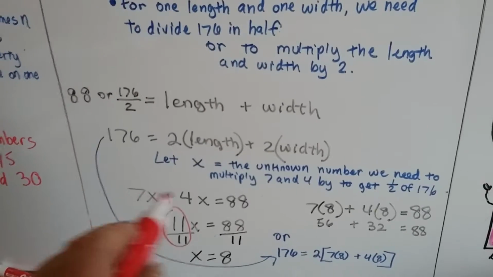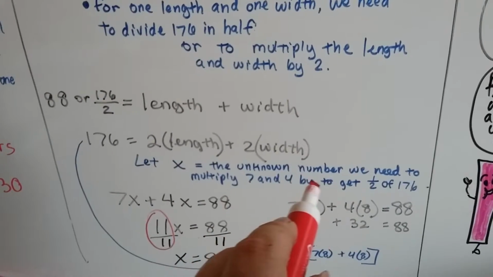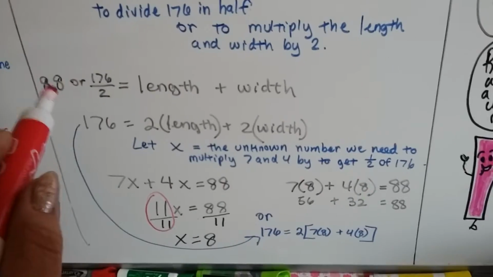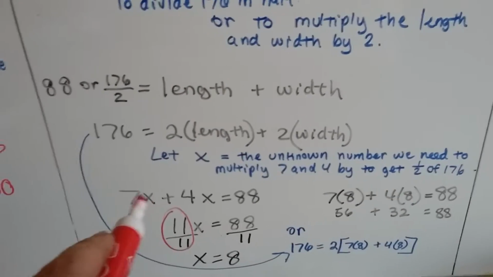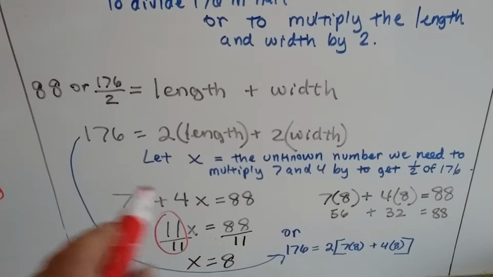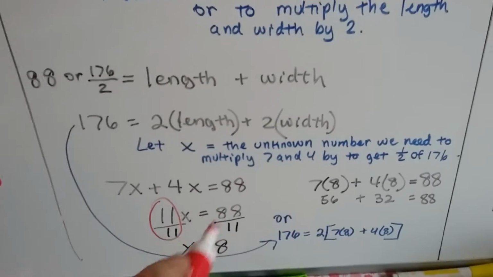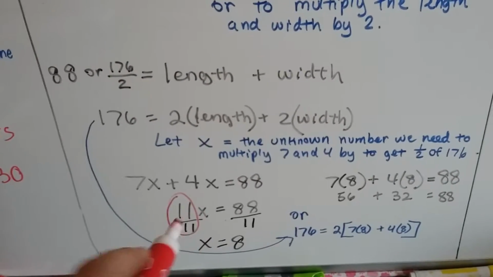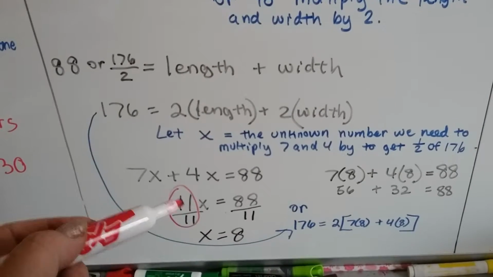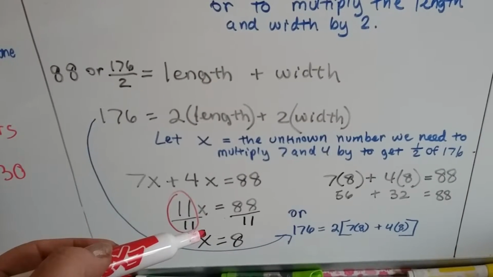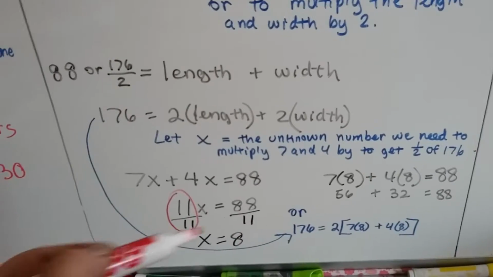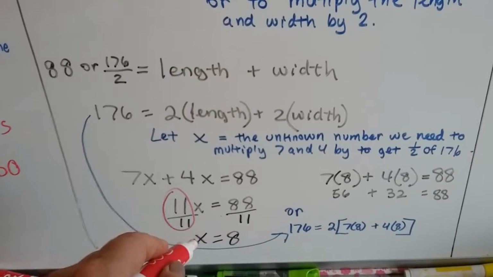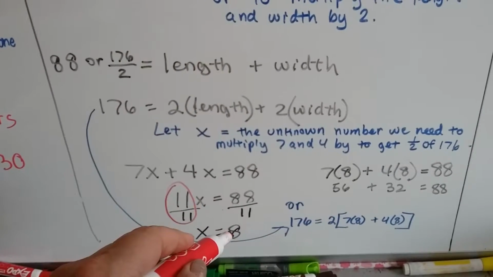So I know that my ratio is 7 to 4. I'm going to let x be the unknown number that we need to multiply the 7 and the 4 by to get that 88, that half of 176. So 7x plus 4x can be combined because they're like terms, and I get 11x equals 88. I divide both sides by 11 because 11x is 11 multiplied by x, and the inverse of multiplication is division. So to undo this and get x by itself with the inverse operation, I'm going to divide by 11 on both sides. 11 divided by 11 is 1. So this gets discarded as a 1, and we have 1x. 88 divided by 11 is 8.